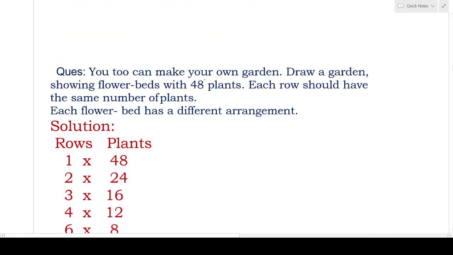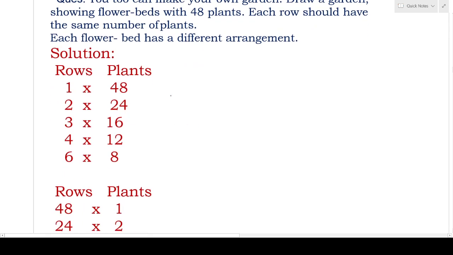Now here you too can make your own garden. Draw a garden showing flower beds with 48 plants. Each row should have the same number of plants. Each flower bed has a different arrangement. Look here children, here I have written the solution. We will start from 1. 1 times 48 equals 48 means 1 row with 48 plants. Next I have written 2 times 24 equals 48. So 2 rows with 24 plants each.